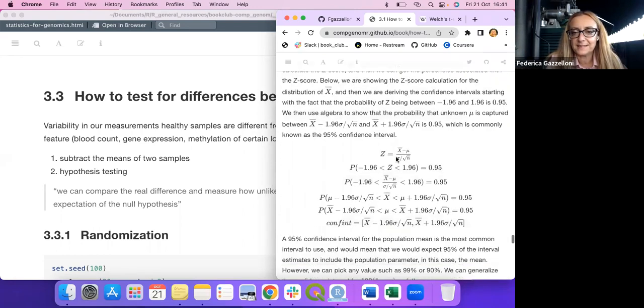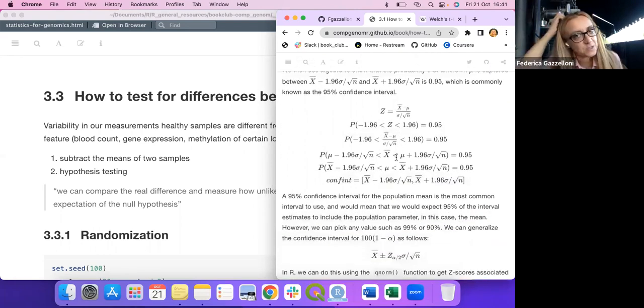Here, for example, this is what we are talking about. Your Z value is always included between minus 1.96 and 1.96, because these are the values translated from the distribution, so the probabilities of the points at the limit of the confidence interval.